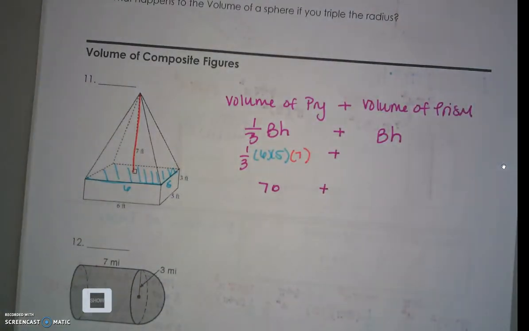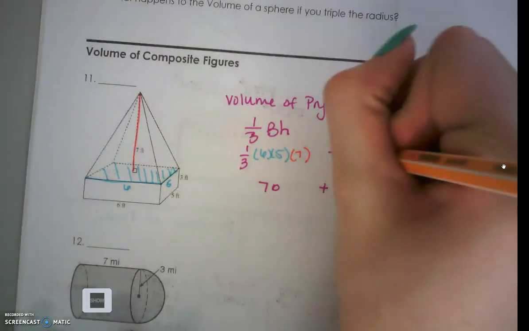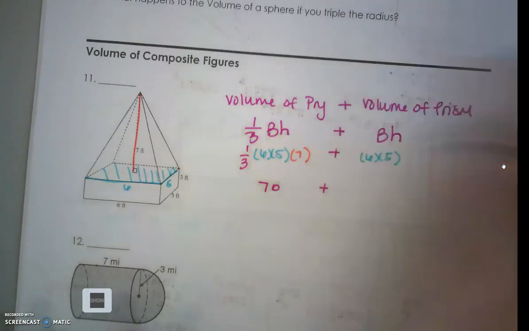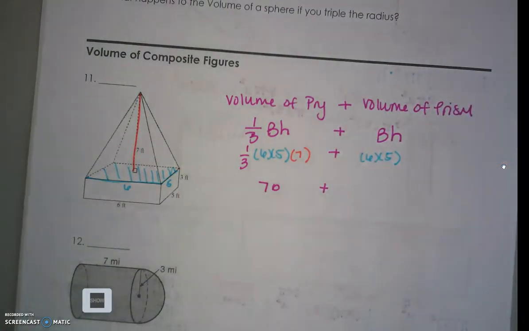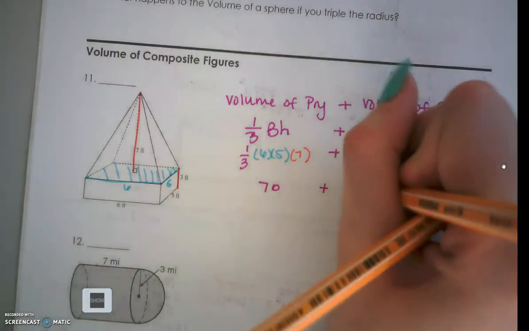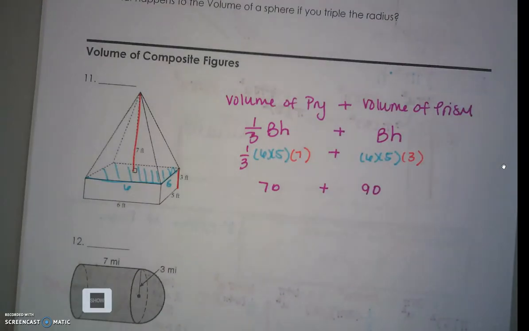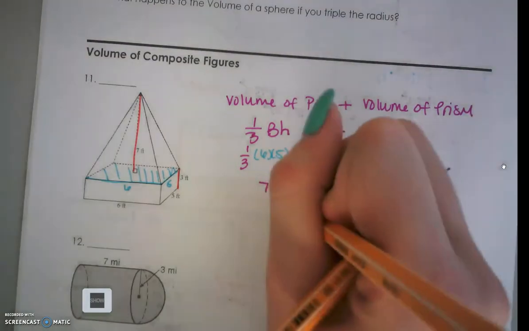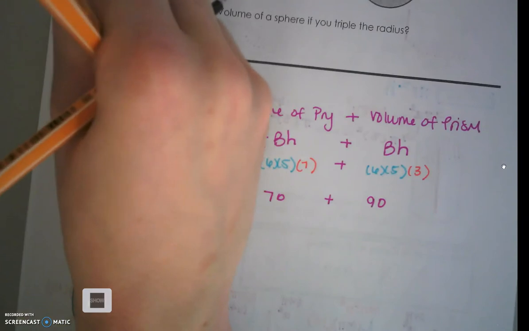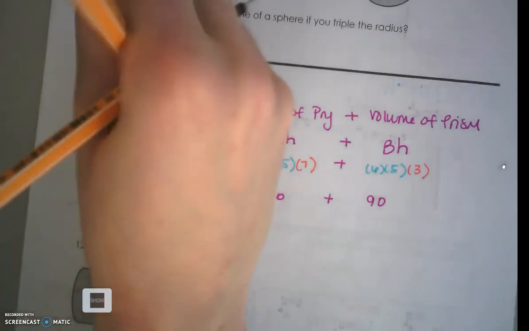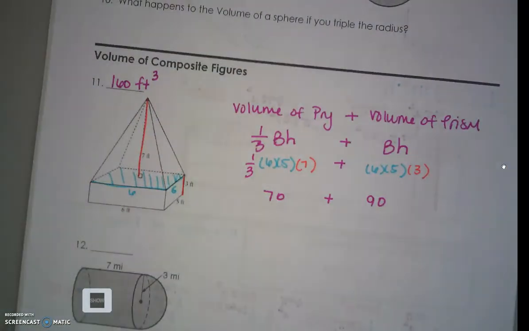So now let's look at my prism. This is a rectangular prism, and very similar to my pyramid, I'm going to have the same area of my base, but now my prism has a height of 3. And so here my volume becomes 90, and the volume of both of my figures together is 160, and we cannot forget about our feet cubed.